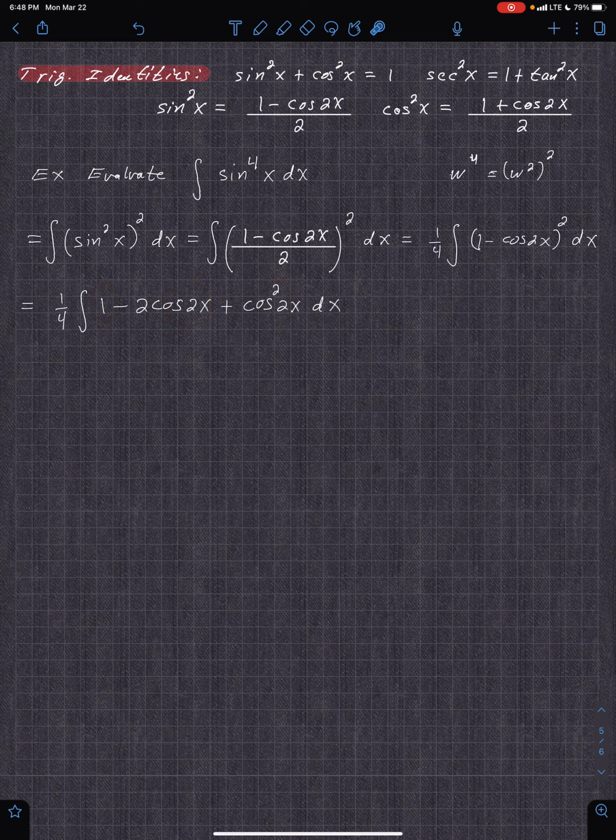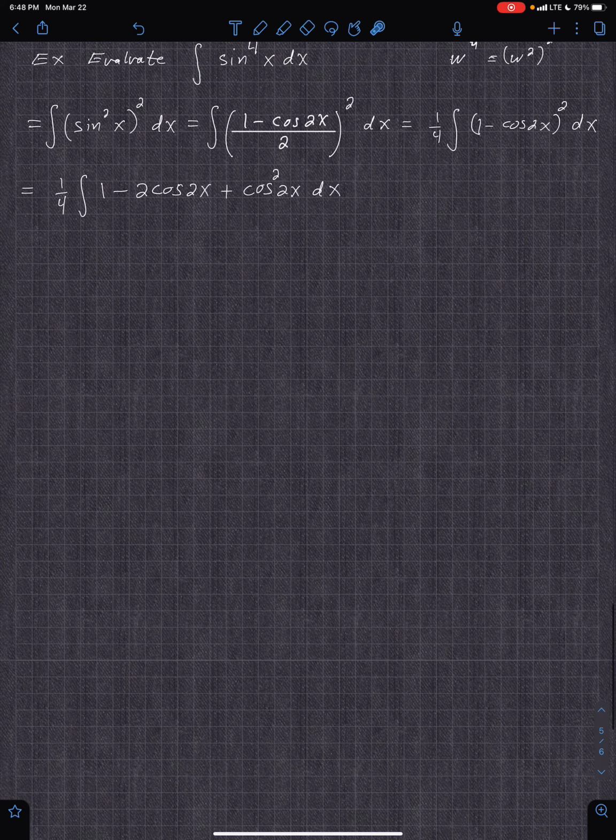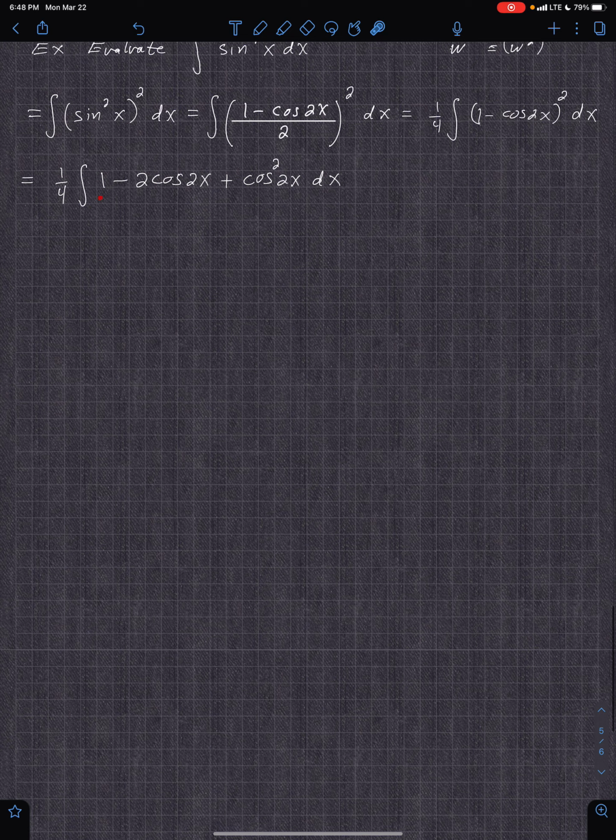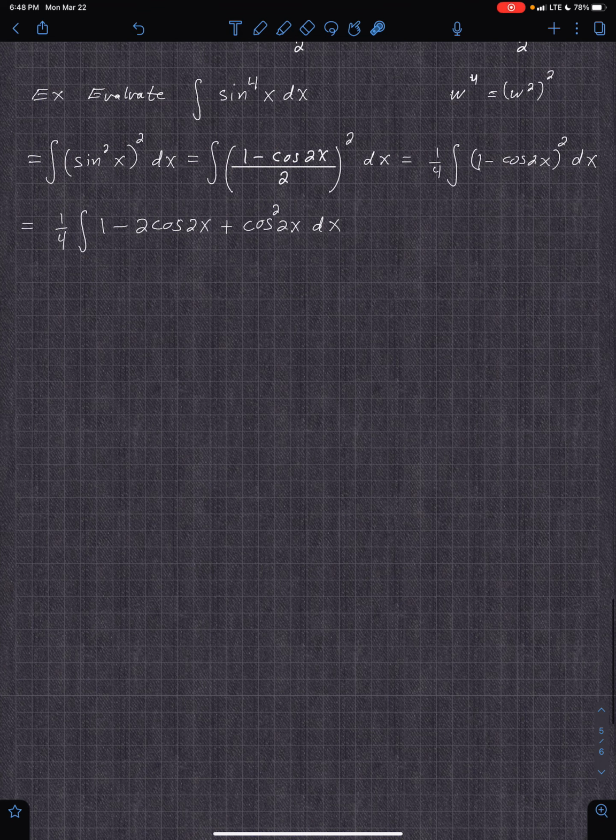Our cosine squared 2x we can simplify again using this formula. Let's look at what we're going to do next. These two terms are pretty good, done: this just uses a simple u substitution with a 2x. This one will require another identity, so we will apply that identity there.